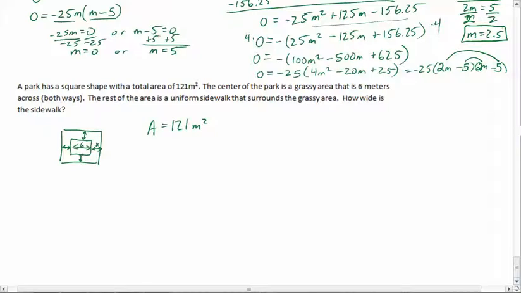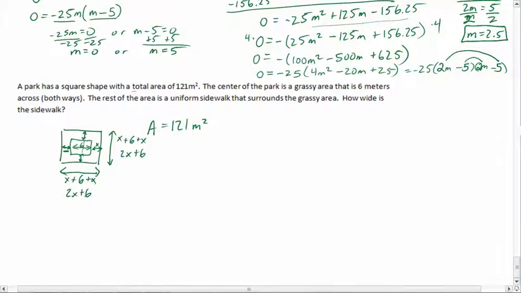All right, so how wide is the total park? Well, it's x across here plus 6 across the grassy area plus x for the rest of that, right? How tall is the park? Well, the sidewalk is x. It's 6 wide for the grassy part, and then x tall. And so if we simplify that, we got 2x plus 6 and 2x plus 6.